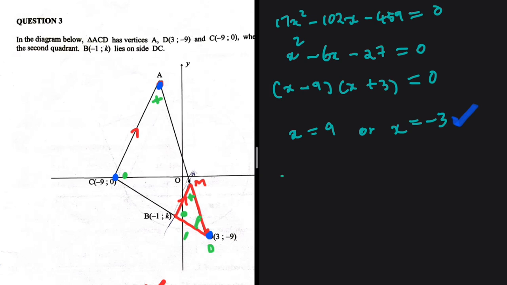So now that I have x, let me substitute it into minus 4x plus c. What is c? C is 3. Okay, so this should give us 15. So the coordinates: x is minus 3, y is 15.